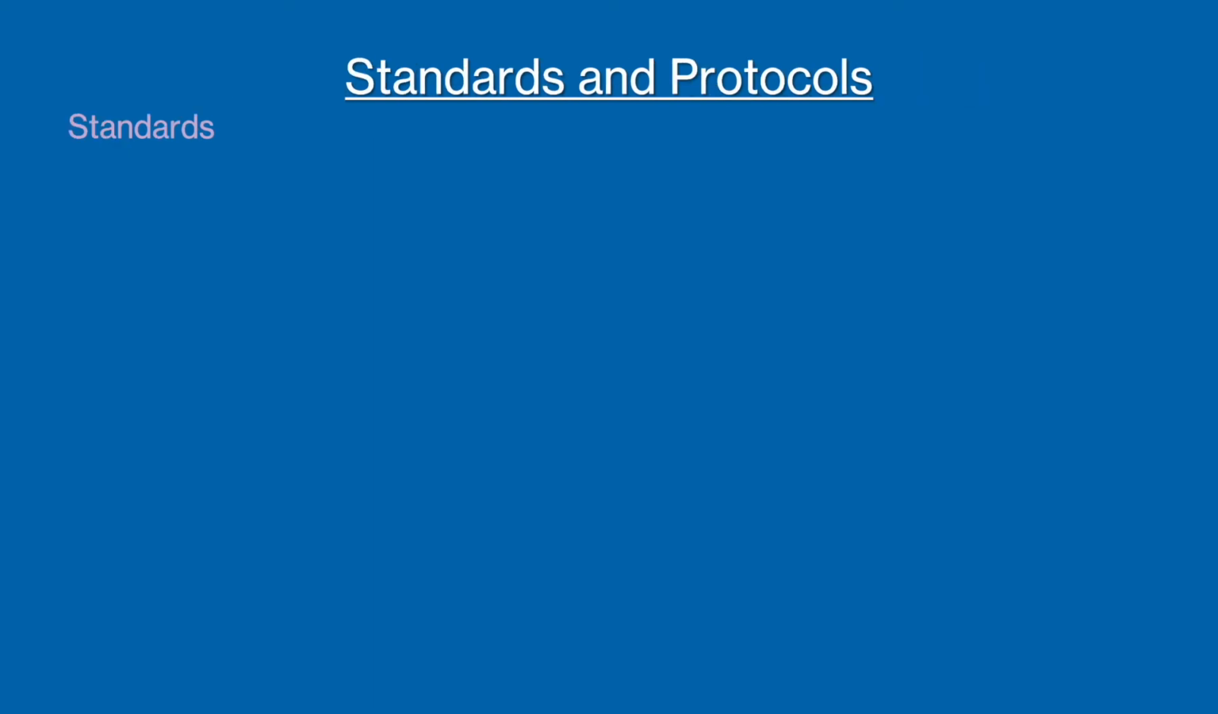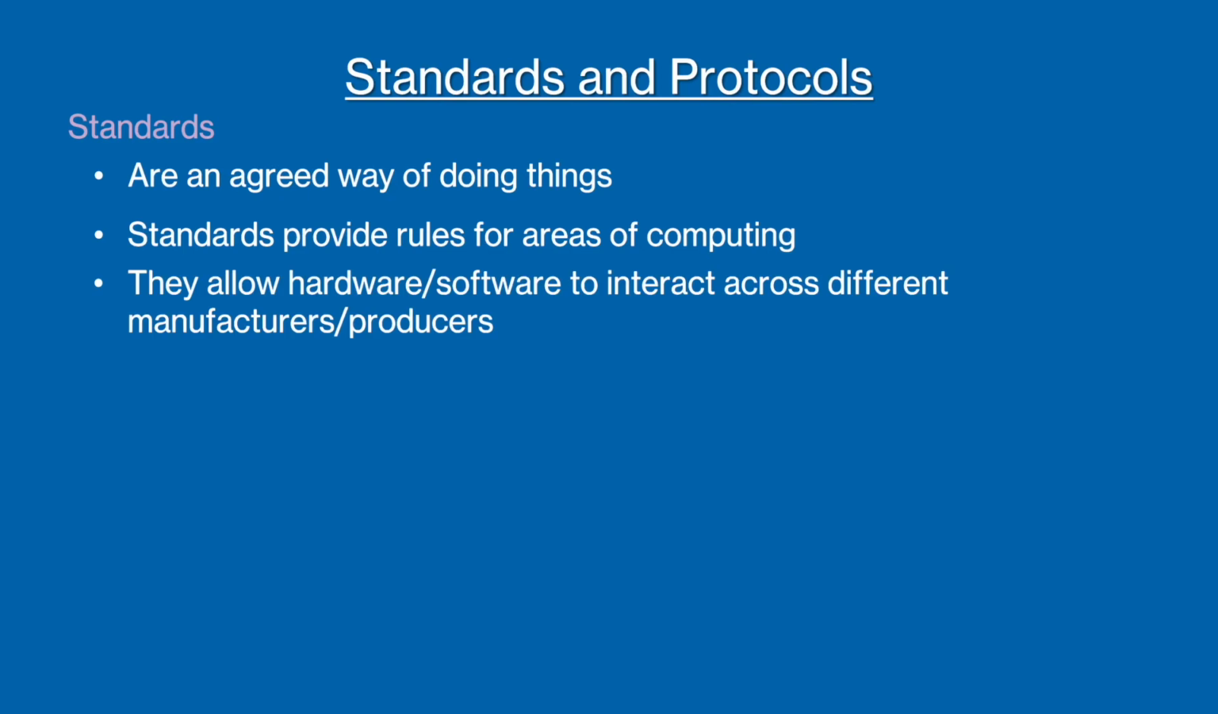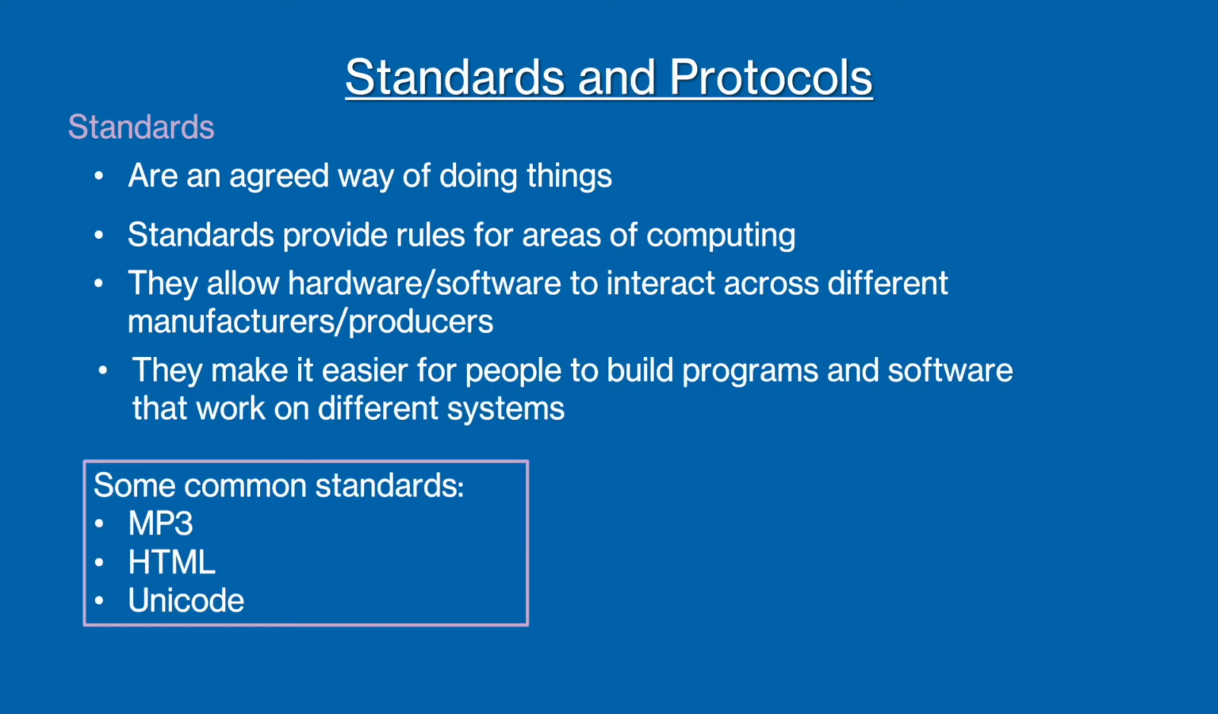Next, let's take a look at standards and protocols. Standards are an agreed way of doing things that provides rules within different areas of computing. Some common standards include MP3, HTML, and Unicode.